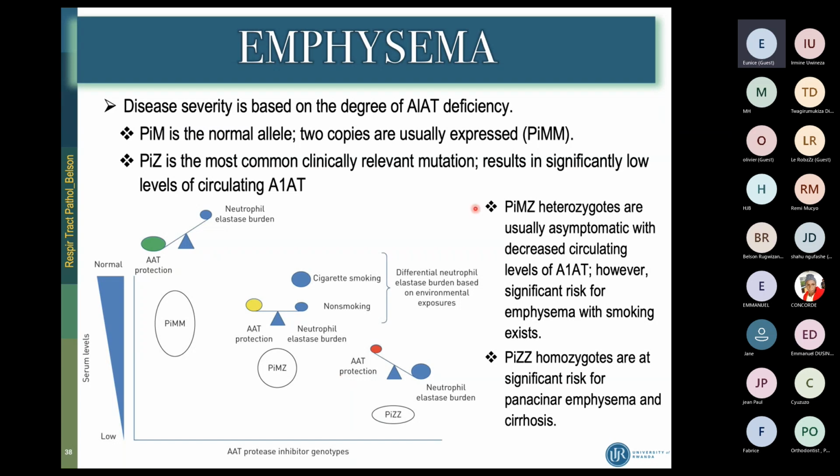So hari ibibazo by'amagene abantu basanga gene. Ahangaha barasobanura impamvu. PIM is the normal array, 2 copies are usually expressed. PIZ is the most common clinically relevant mutation, meaning that when this gene is mutated by PIZ, nicyo bigaragara. Iyo hariho PIZ mutations, then habaho neutrophil elastase burden iriyongera.